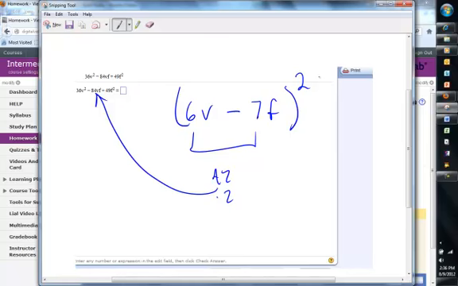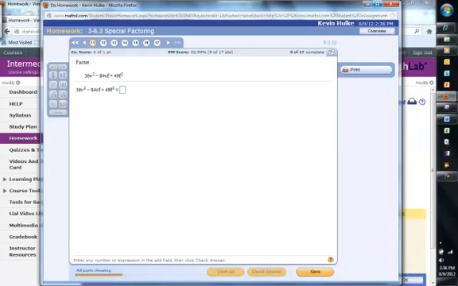Try entering those numbers on your calculator. Mode 5(3). Oops, clear. Okay, 36, negative 84, and 49. And your calculator says x equals 7/6. So you know it's 6v minus 7f, 6v minus 7f. Parentheses, 6v minus 7f, close parentheses, squared.